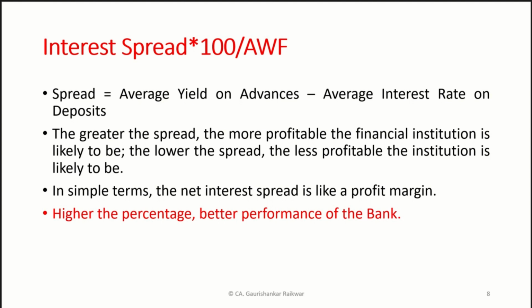Anyway, when ratios are compared, it is either between two periods, between two peer banks, or with the industry. When we compare one ratio with another company, we get a meaningful expression of it. Interest spread is also one of the disclosure requirements suggested by the RBI. So this is the methodology, and the higher the percentage, the better the performance of the bank.